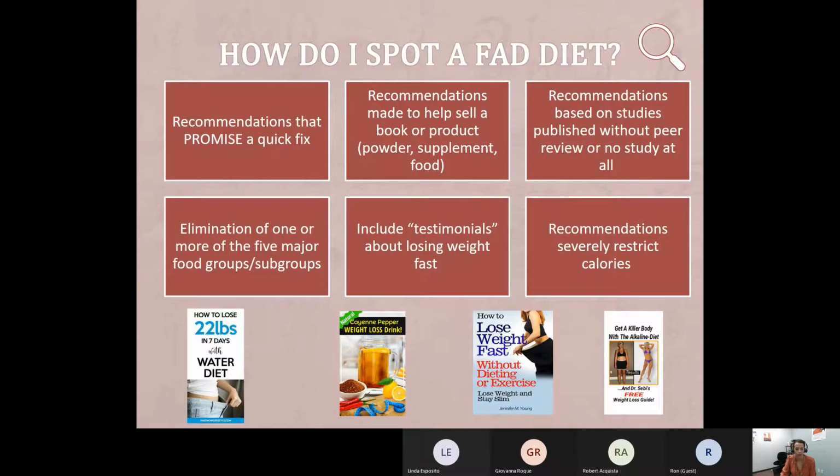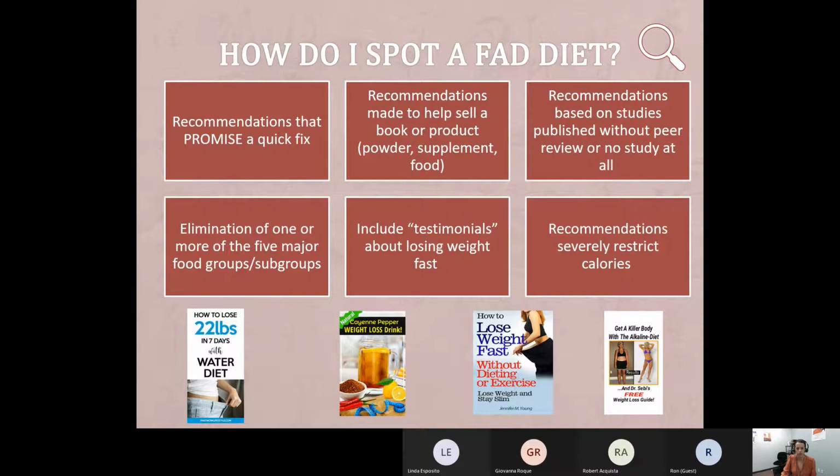So how do I spot one? If I'm reading something, I think, oh, this sounds great. How do I know if it's a fad diet and I'm falling for the trap? They promise a quick fix. So, Dr. Fat Loss, 40 pounds, 40 days. That's an example. Recommendations are made to help sell a book or product. So thinking like if they have a shake that goes along, or they want you to buy their $200 meal replacement bars or vitamins, it's likely a fad diet.